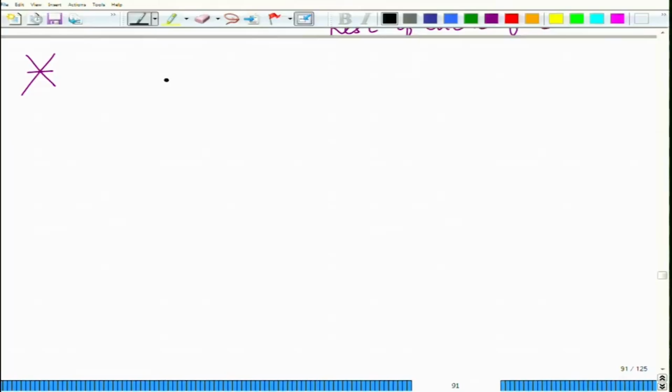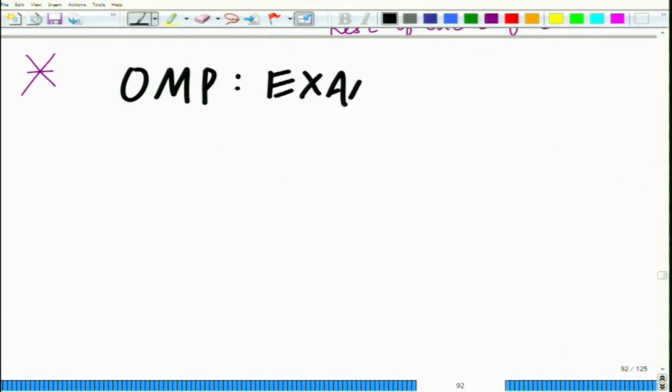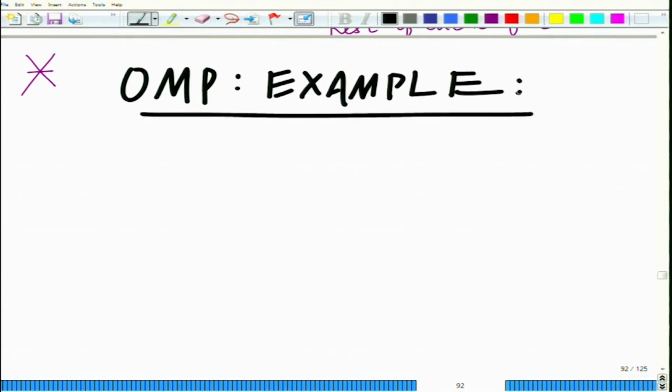So, what we want to look at is the orthogonal matching pursuit. We have already seen it. Now what we want to see is a simple example, a paper and pen kind of example, for the orthogonal matching pursuit. Let us consider the following example. We have y bar equals phi x bar, and we have to estimate the vector x bar.